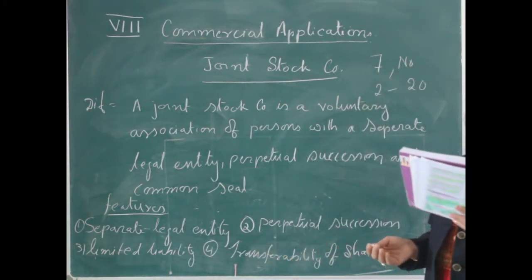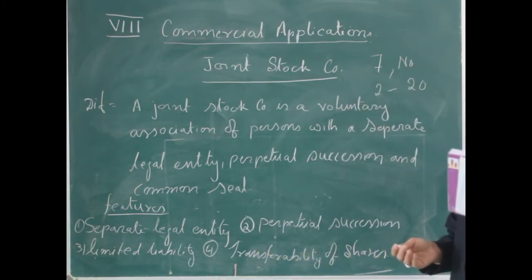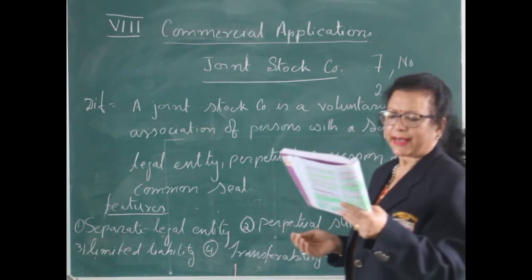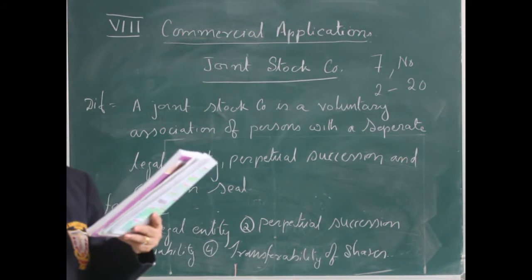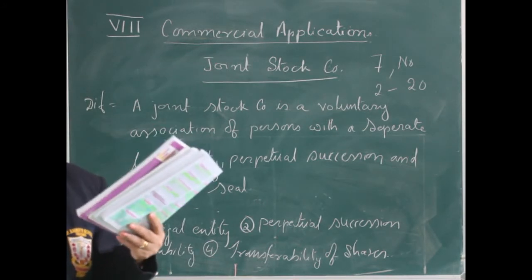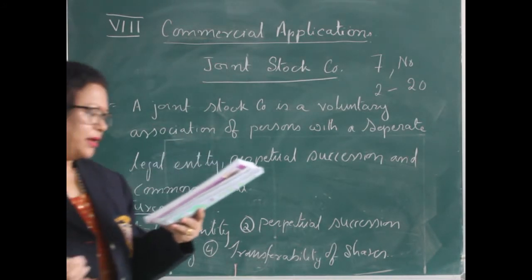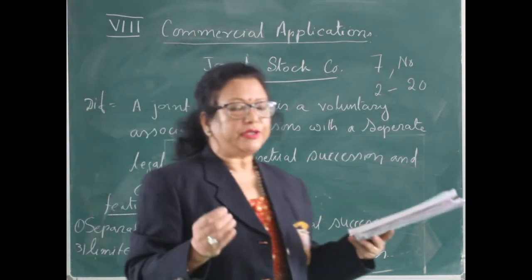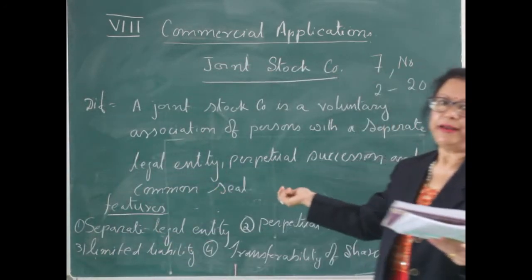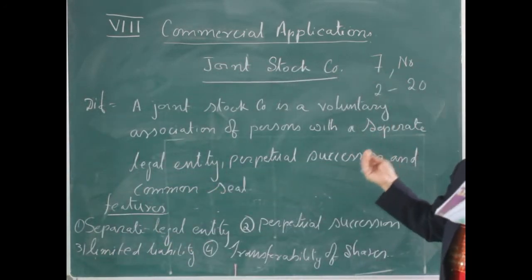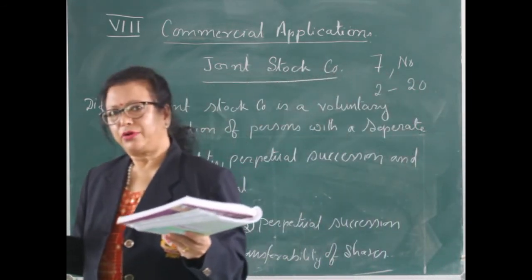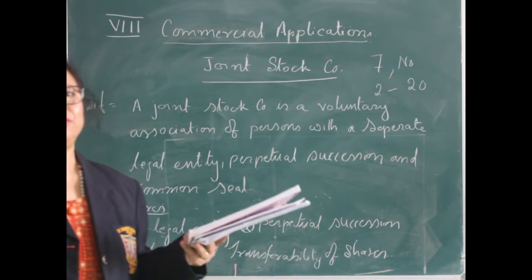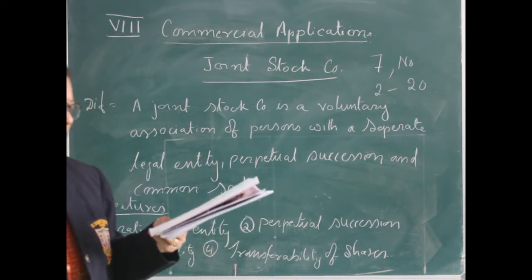Now, liability. Shareholders have limited liability in the company form of business, whereas liability is unlimited in a partnership. Now, transferability of shares. In a company, you'll find they can transfer their shares at any time, whereas in case of a partnership, they cannot transfer their share without the consent of other partners.